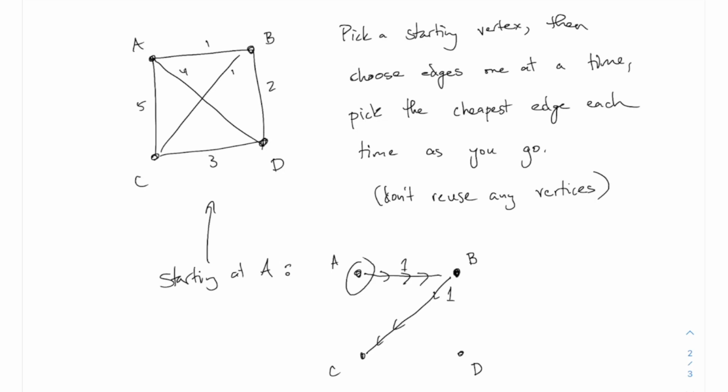This is called the nearest neighbor, because if you think of those weights as if they were like distances from one to the other, every time you have a choice to make, you choose the nearest one, or the lowest cost one, or whatever.